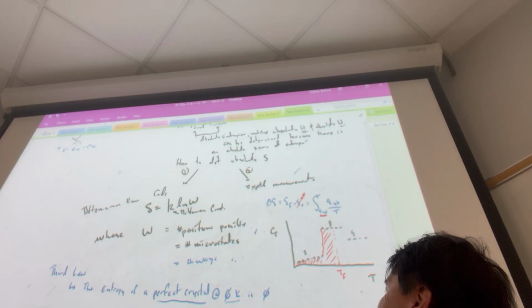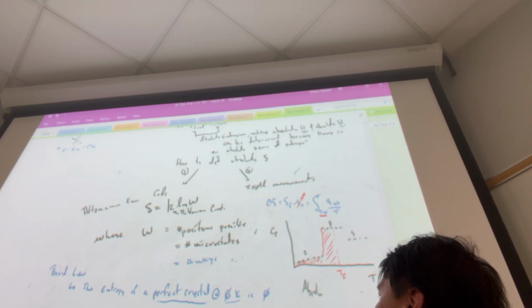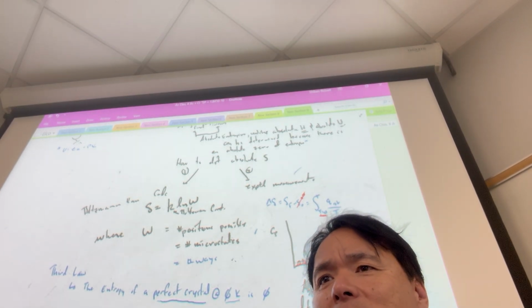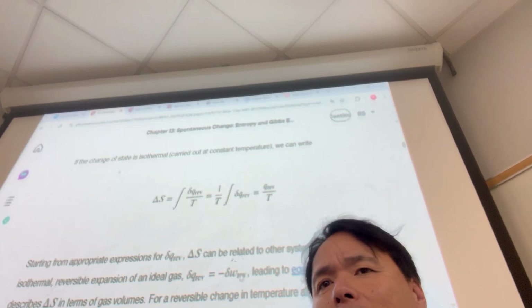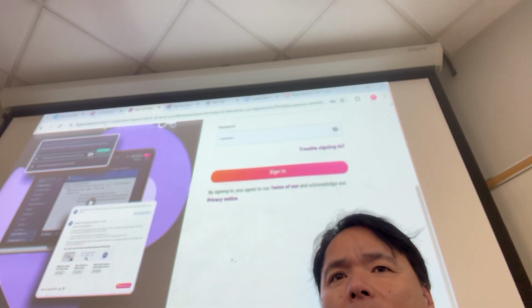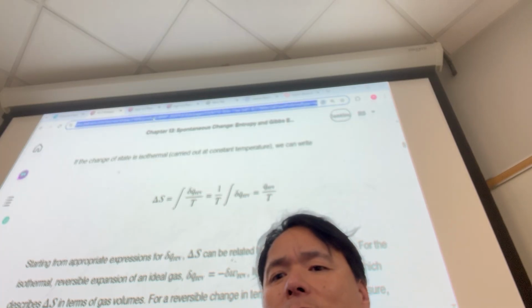And then what we do need to know is absolute entropies can be determined by heat capacity measurements at different temperatures. Fortunately, somebody else has done all the work because calorimetry is not easy to carry out. And so if somebody else did all the work, then all we're going to do is just look at the data.